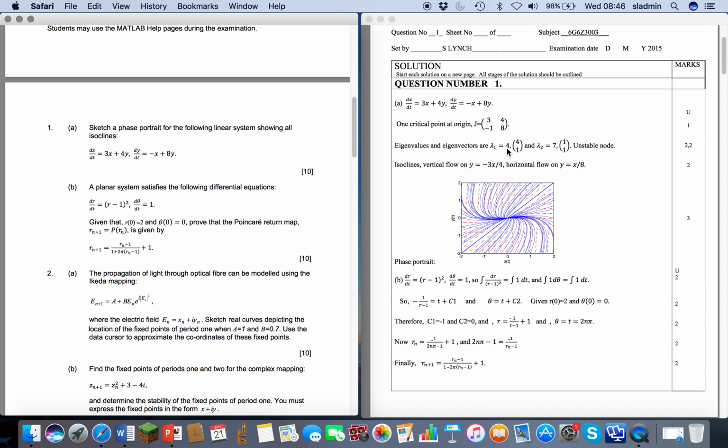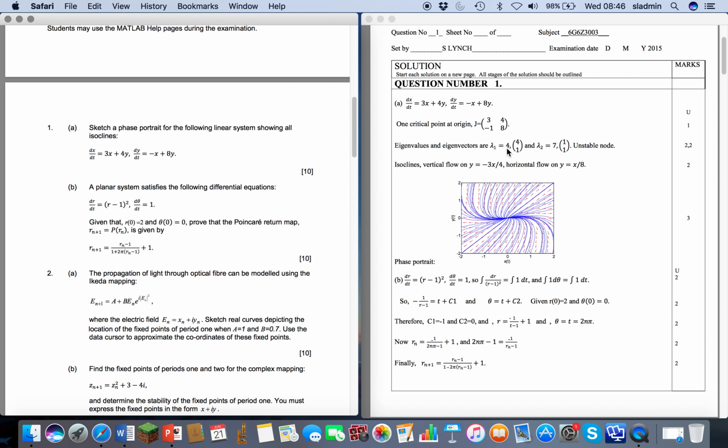For part B, here we've been given this planar system. We want to determine the Poincare return map, so we need to solve for r and theta. So we integrate 1 over r minus 1 squared. This is just simple A-level mathematics, or you can use MATLAB and you get -1 over r minus 1.